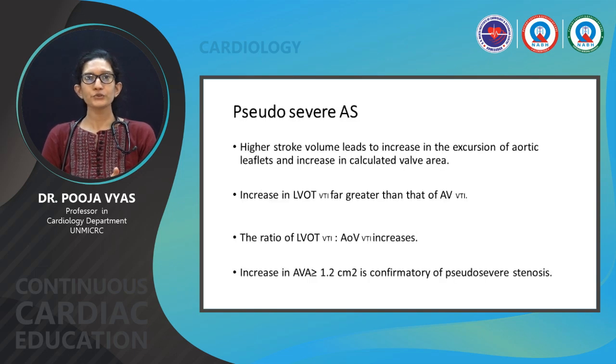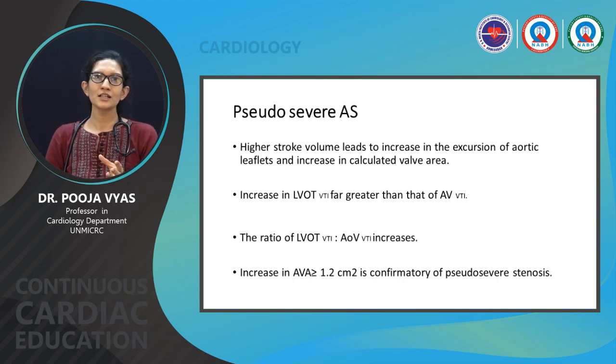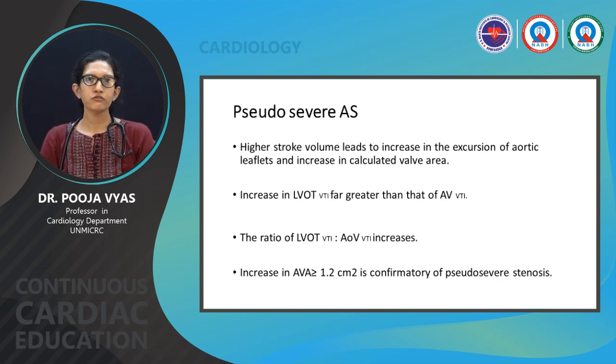While in case of pseudo-severe AS, this increase in the stroke volume will lead to increased excursion of flexible leaflets and will increase aortic valve area. So whenever there is increase in aortic valve area to more than or equal to 1.2 centimeter square with dobutamine stress echo, it is confirmatory of pseudo-severe aortic stenosis or functional aortic stenosis. Here the increase in the LVOT VTI will be far more than the increase in the VTI across the aortic valve. So the ratio of LVOT VTI to aortic valve VTI will increase.